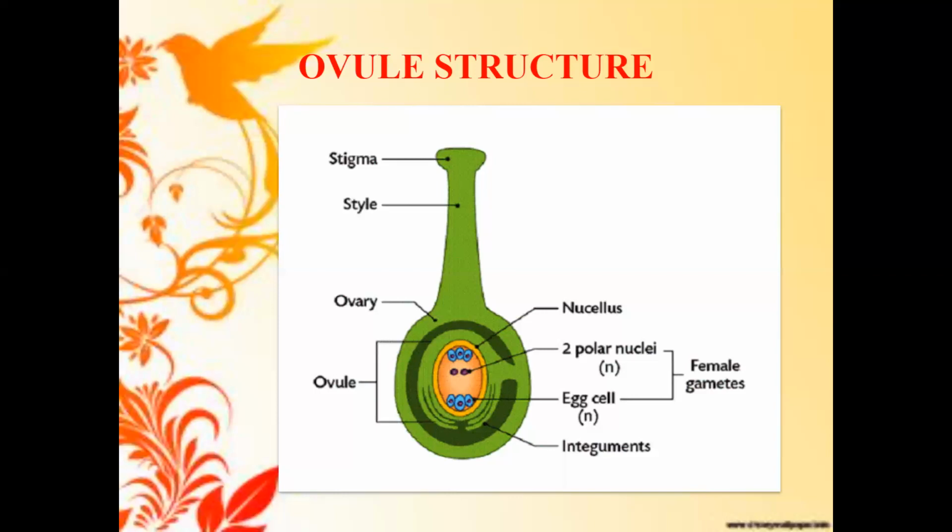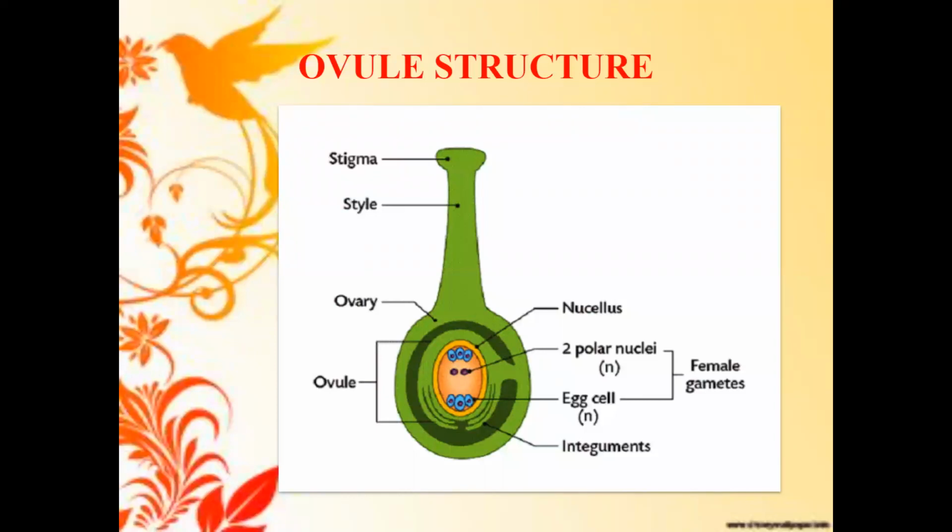Covering this tissue, there are one or two protective membranes. They are called the integuments. Based on the number of integuments, the ovules are classified into three types.